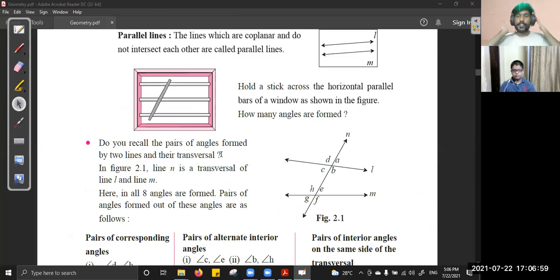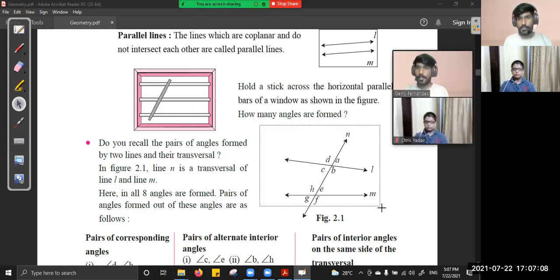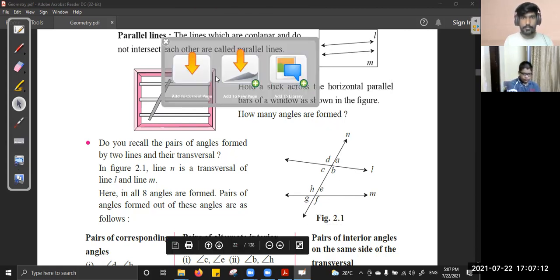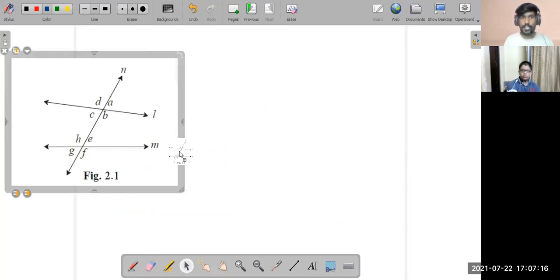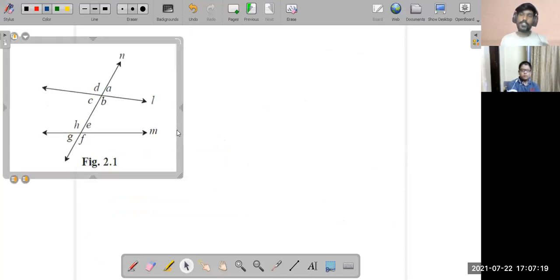Now let us revise the concepts that you must have studied in 8th standard, and that is transversal. Do you remember anything about transversal? What is a transversal? So two lines which intersect each other. Okay, two lines which intersect each other are called intersecting lines.